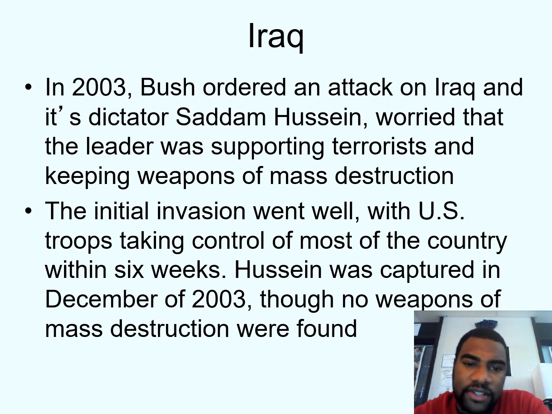In 2003, President Bush ordered an attack on Iraq and its dictator Saddam Hussein. Saddam Hussein worried that the leader was supporting terrorists and keeping weapons of mass destruction. The initial invasion went well, with the U.S. troops taking control of most of the country within 6 weeks. Hussein was captured in December of 2003, though no weapons of mass destruction were ever found.